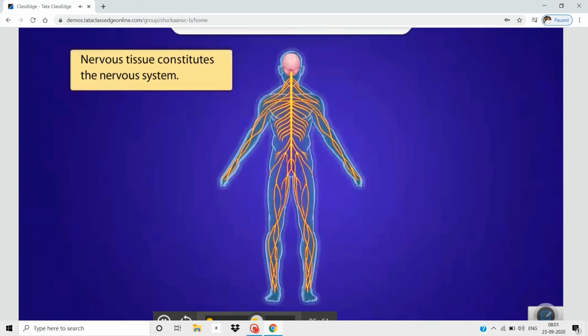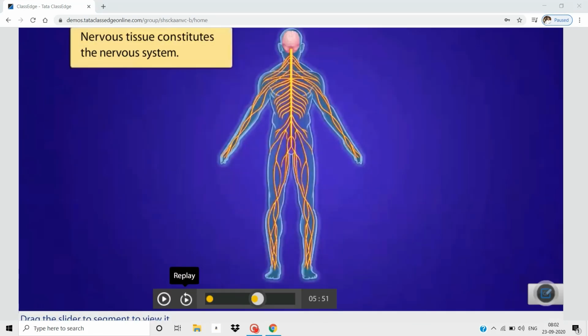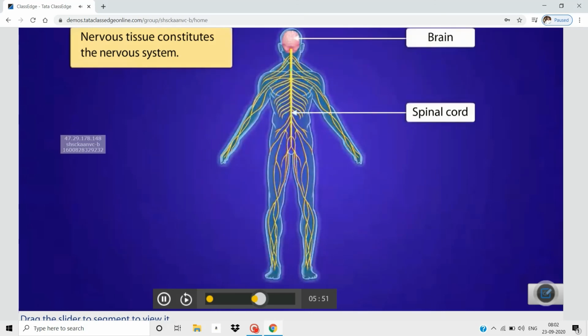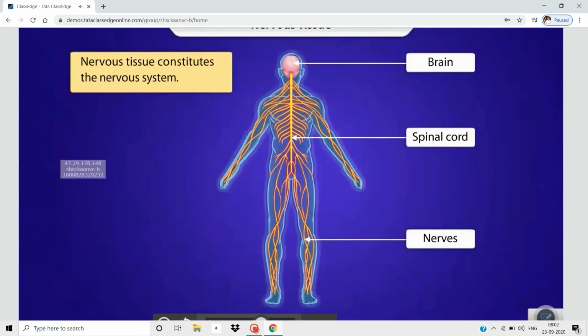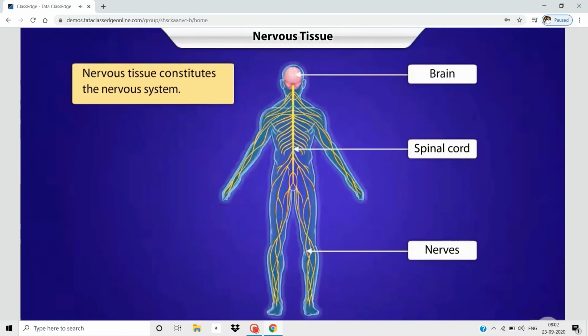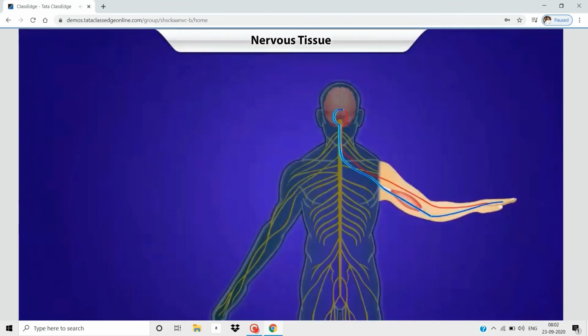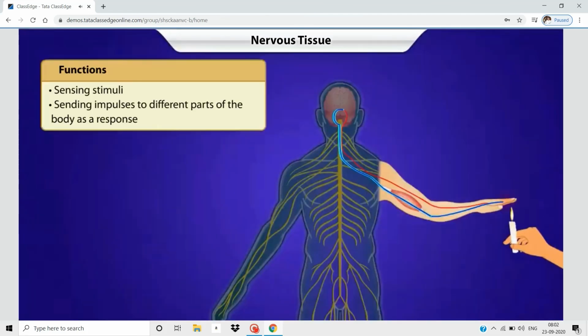Nervous tissue constitutes the nervous system. The brain, the spinal cord, and the nerves make up the system, which is vital for the regulation of body functions. Nervous tissue has two main functions: sensing stimuli and sending impulses to different parts of the body as a response.